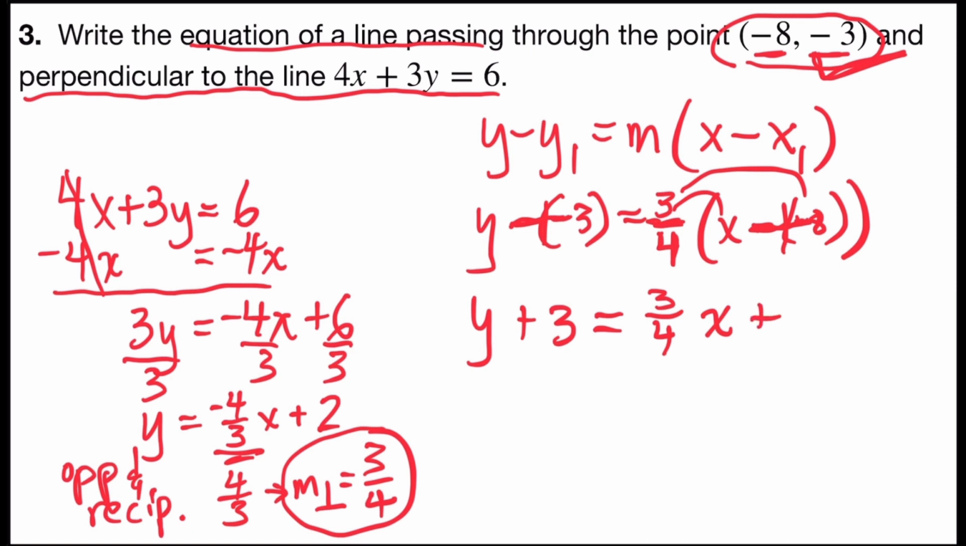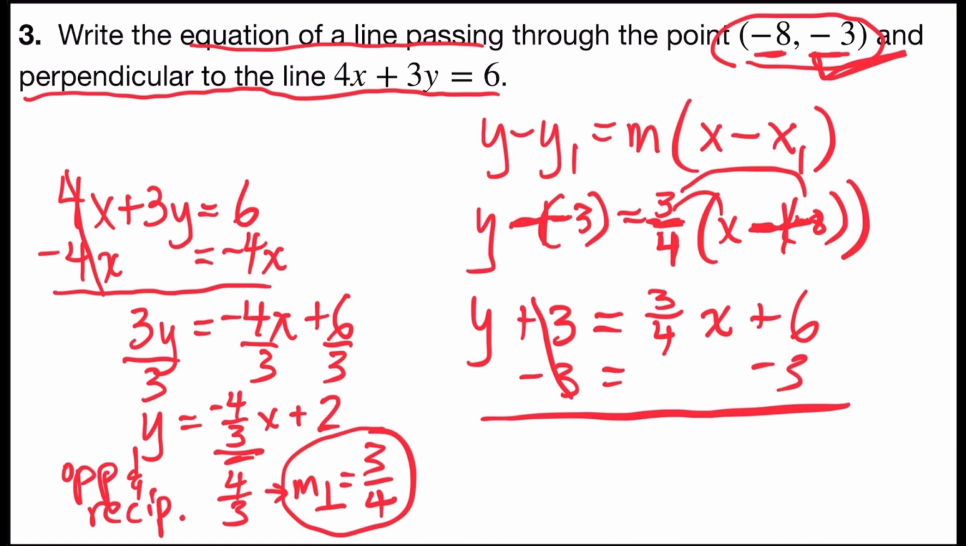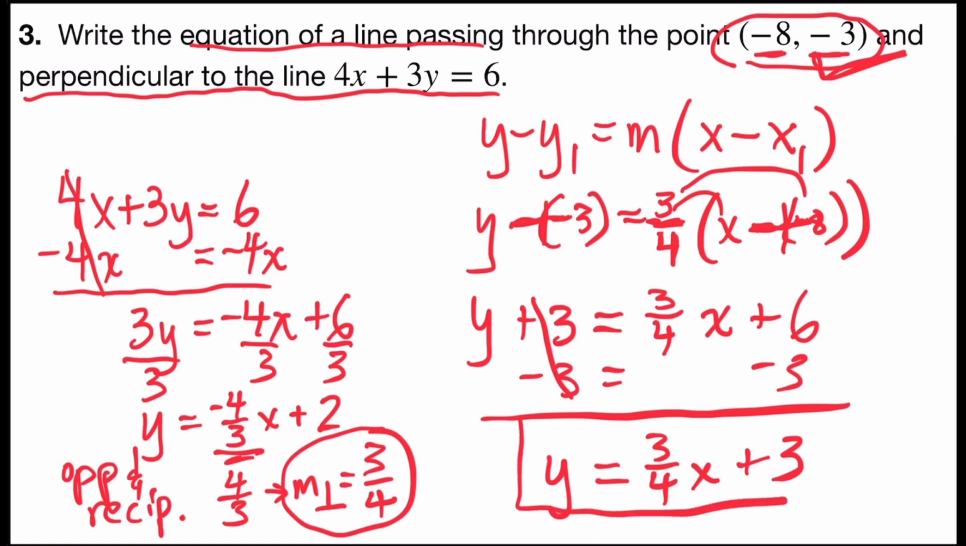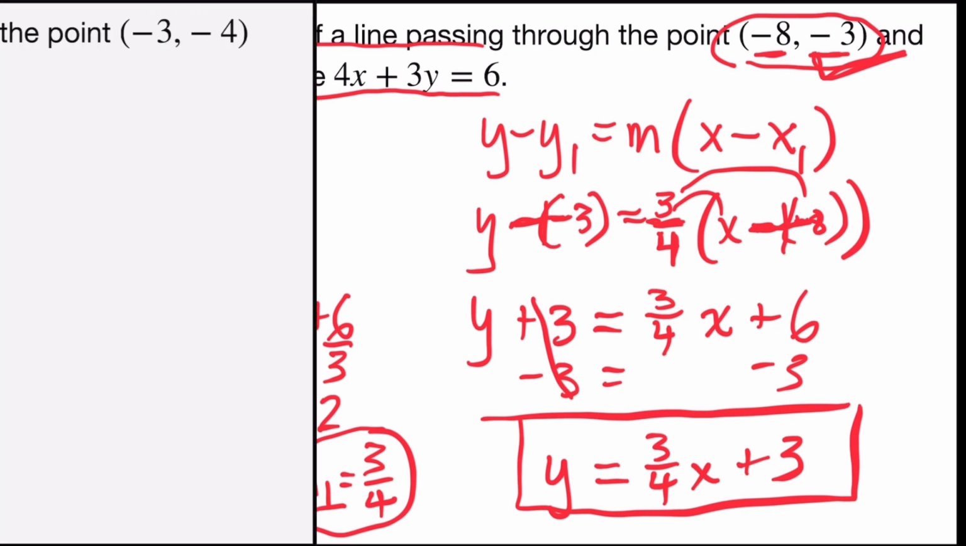And now all I have to do is solve for y. So I'll subtract 3 from both sides. 3 minus 3 is 0. 0 plus y is y equals 3/4 x. 6 minus 3 is 3. So the line passing through the point that's perpendicular to the given line is y equals 3/4 x plus 3.